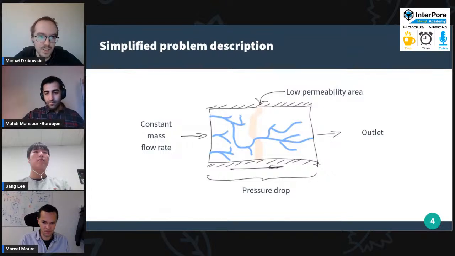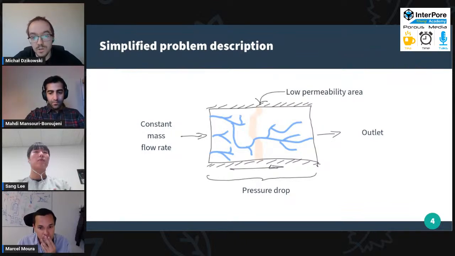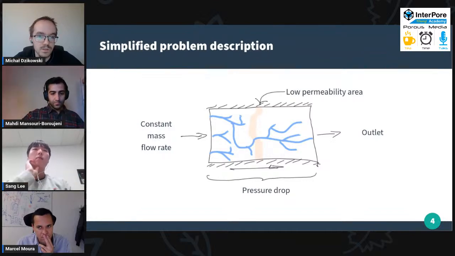So to create some very simple picture of it, in all cases that I'm going to talk about, there's a constant mass flow rate on the one side of the sample, and there is a fixed pressure on the other side of the sample. The flow is forbidden to go outside of the sample. There's no periodic boundary or some escape zone here. And there's a wormhole, a dissolution wormhole that appears inside this medium.